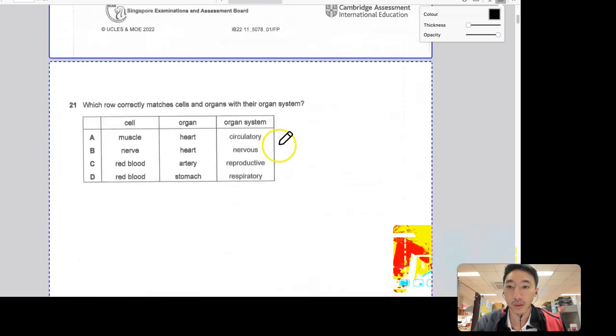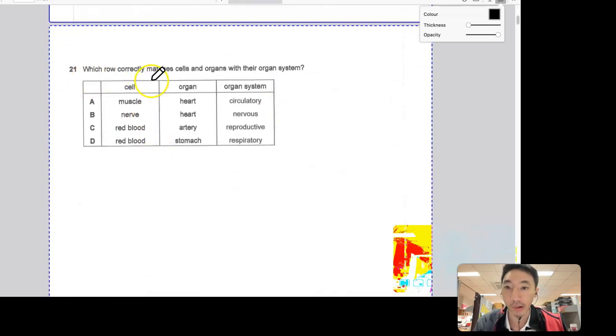Alright, so question 21, which row correctly matches cells and organs with their organ system? So cell, possibly it could be a muscle cell, nerve cell, red blood cell, these are all possible. But is it with the correct organ? Is it the right cell with the right organ? So muscle and heart, that's correct. And the heart, is it part of the circulatory system? That's also correct. Let's just double check the rest.